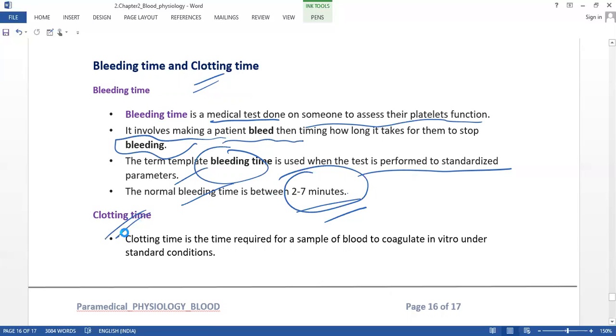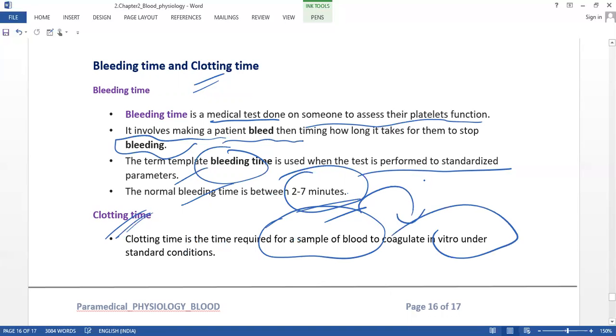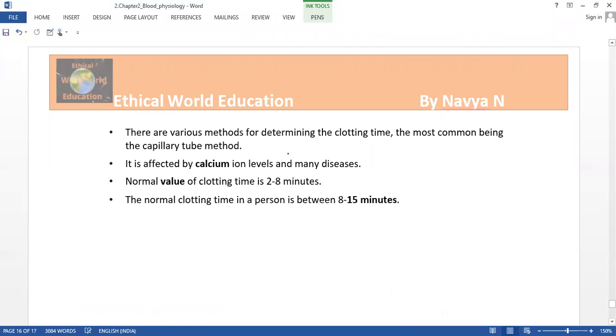And the clotting time is the time required for a sample of blood to coagulate in vitro under standard conditions. There are various methods of determining the clotting time; the most common is the capillary tube method. It is affected by calcium, iron levels, and many other diseases.